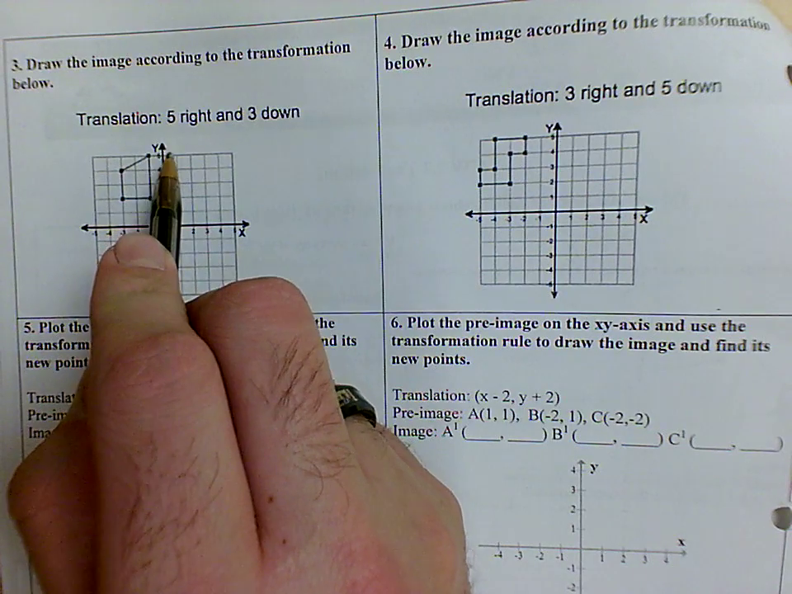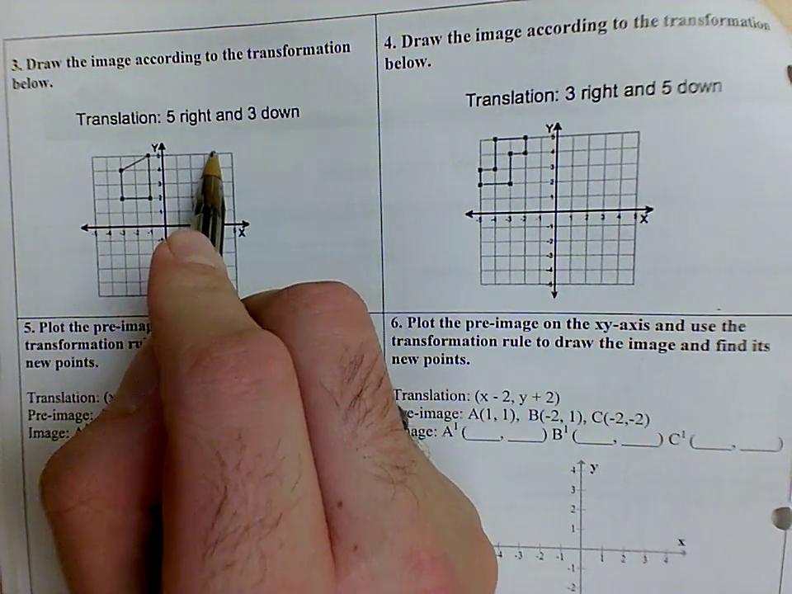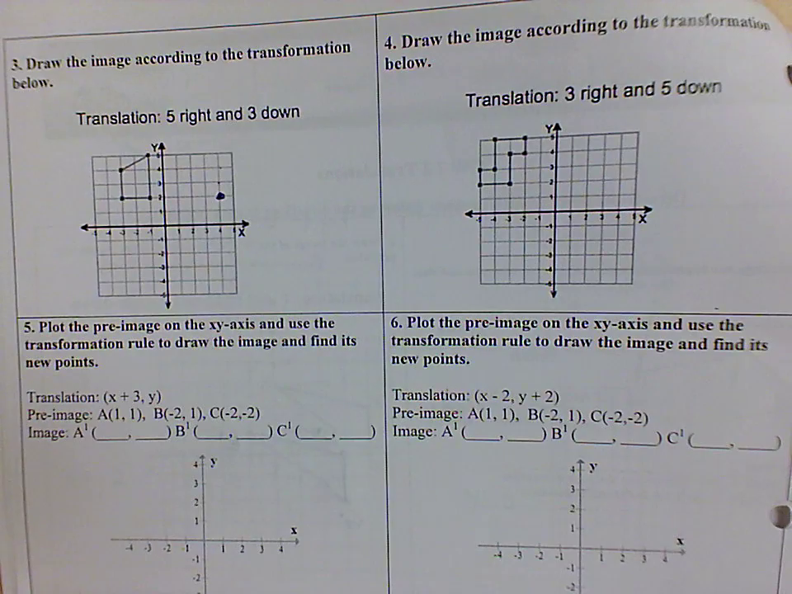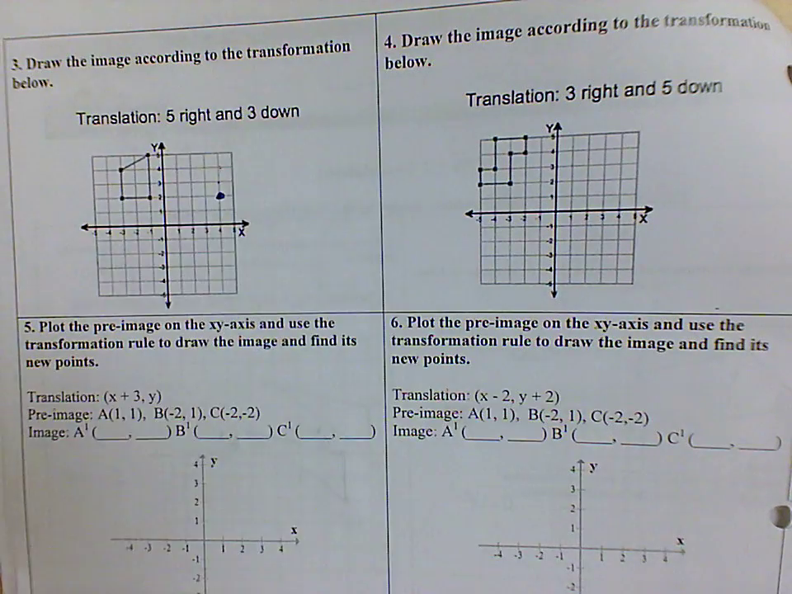Do 5 right, 1, 2, 3, 4, 5, and now 3 down, 1, 2, 3. So there is our new point. I did the first one with you. I want you to finish this question 3 and this question 4. It's doing the same exact thing that we've been doing.